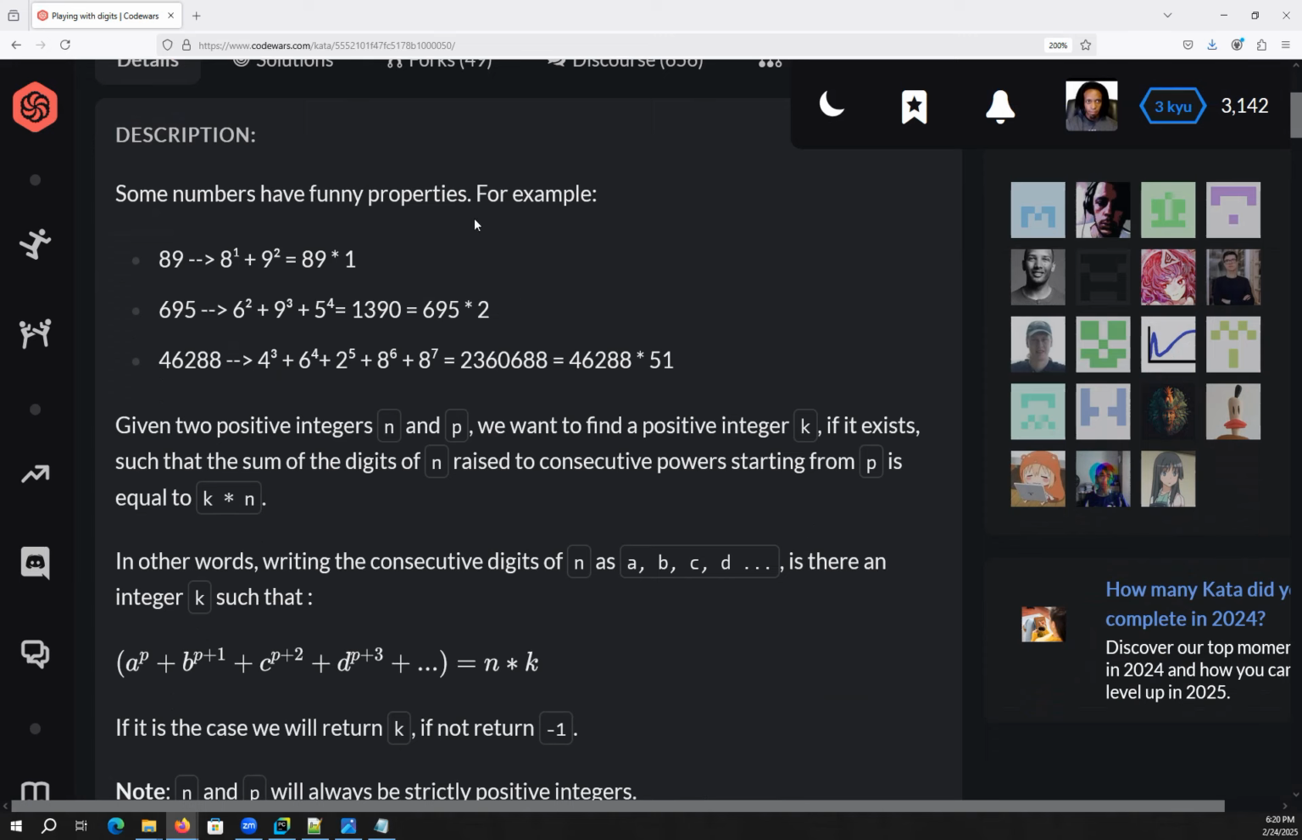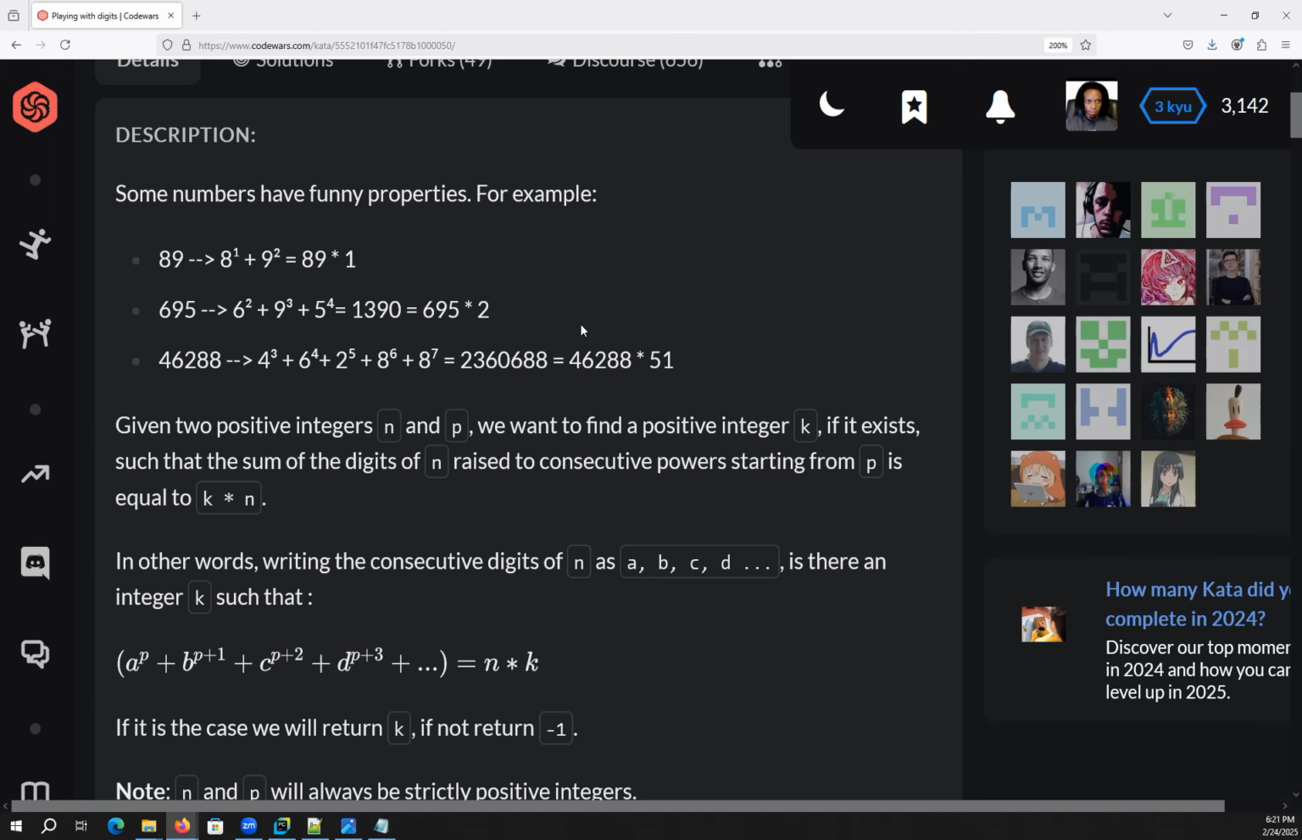Some numbers have funny properties. For example, you have 89, and you break apart the digits, and then 8 to the first, 9 to the second, you add them together, and they're equal to 89 times 1. So 8 to the 1 plus 9 to the 2 actually is 89. Interesting property, I guess. And then you see 695, digits split apart, and then we have consecutive powers, and they're added together, 1390. It happens to equal the original number times 2.